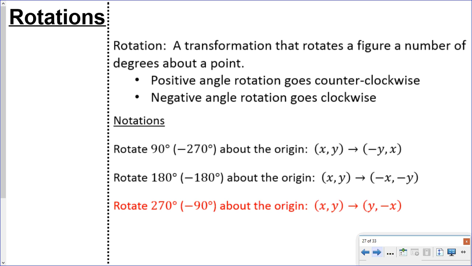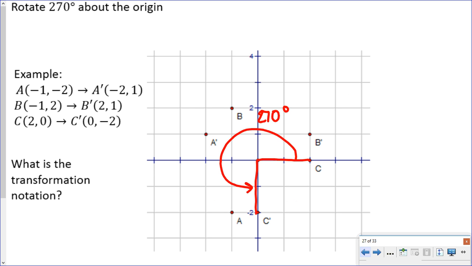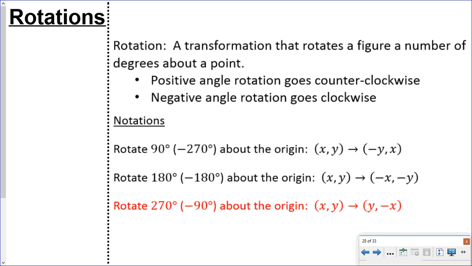Well, hopefully you said this. Positive 270, which is also equivalent to negative 90, you still switch them like we did the 90, but it's the original x value that's in the second position that becomes opposite. Here we switched them so that if I originally just switched it, it would be -2, -1, but it's the x value, which is your second number, that becomes its opposite. Okay, so that is your notation. It's y, negative x for a positive 270, which is equivalent to negative 90.